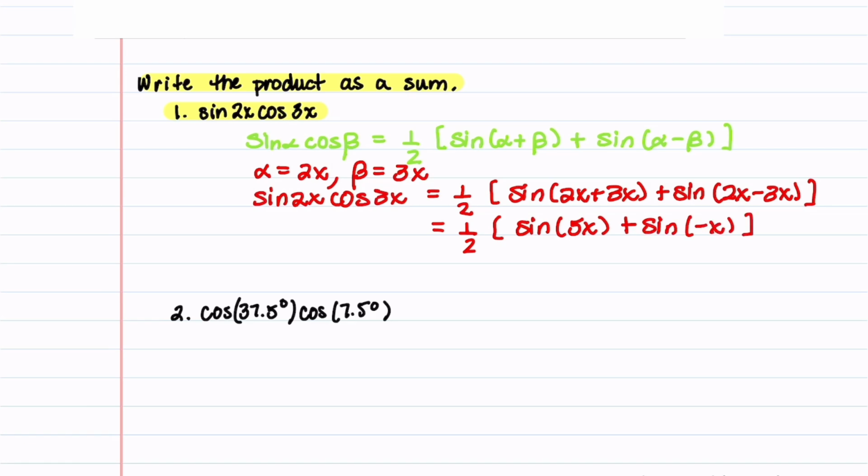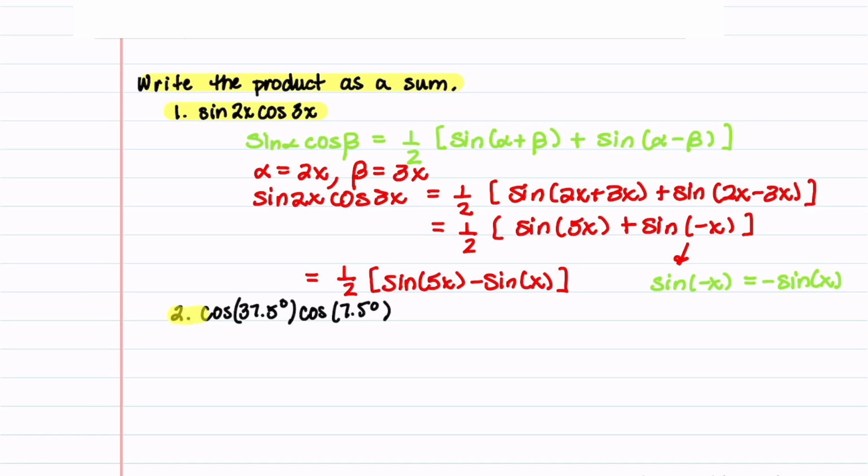We don't want to leave it as sine of minus x, so let's make a note that sine of minus x is equal to minus sine of x, and we'll plug that in. This gives us an answer of 1/2 times the quantity sine of 5x minus sine of x. Converting a product to a sum like this is used a lot in calculus problems.